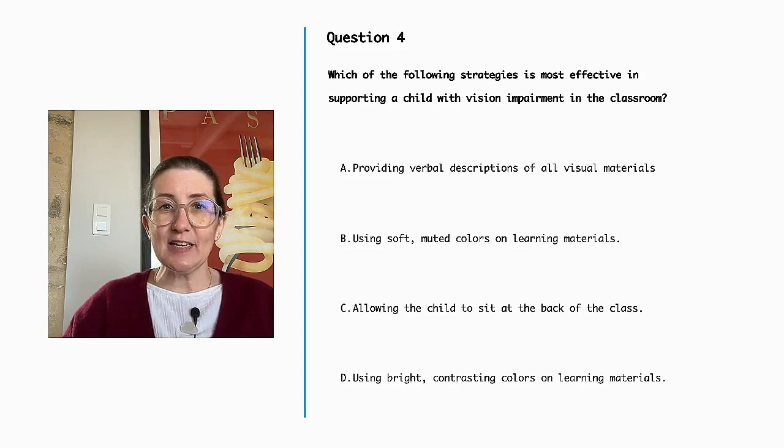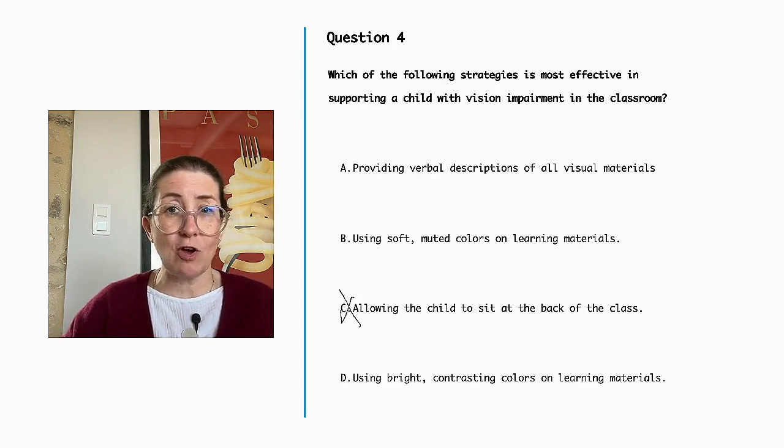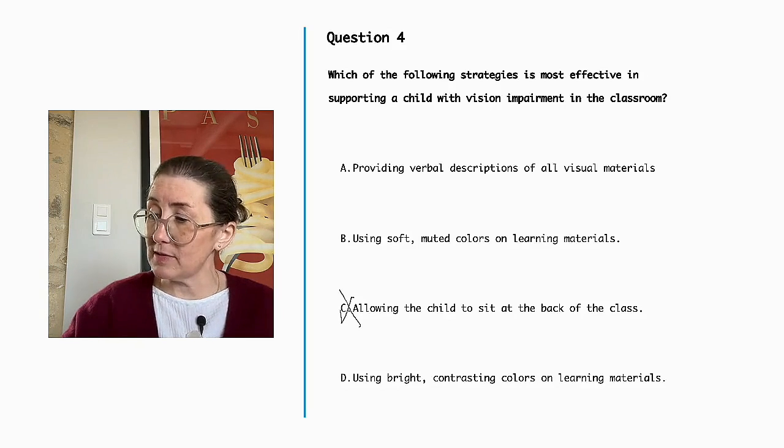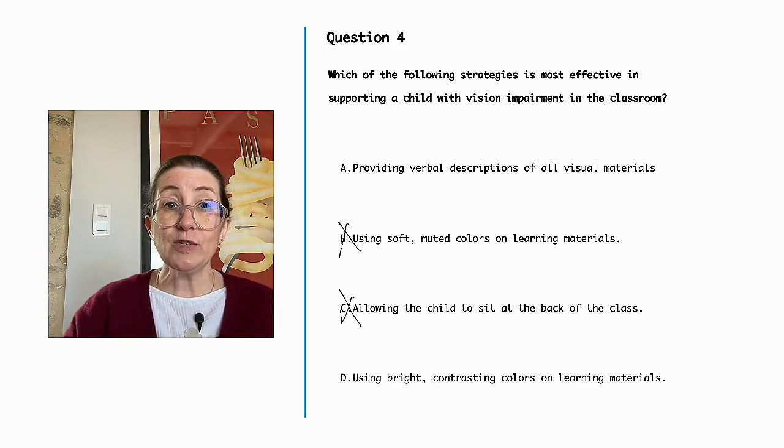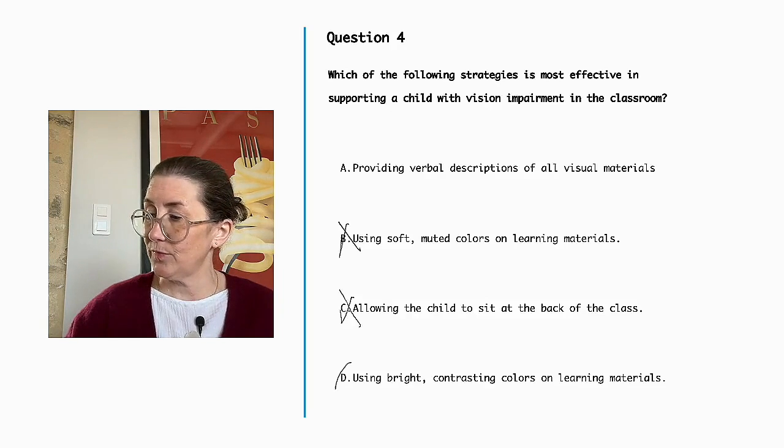Having the child sit at the back of the class is counterproductive, as it places the child further from visual materials, making it even more difficult for them to see. Using soft, muted colors on learning materials is also unhelpful because it can make visual distinctions more difficult for a child with vision impairment. While using bright, contrasting colors on learning materials can be beneficial in some cases, it is not always sufficient on its own.